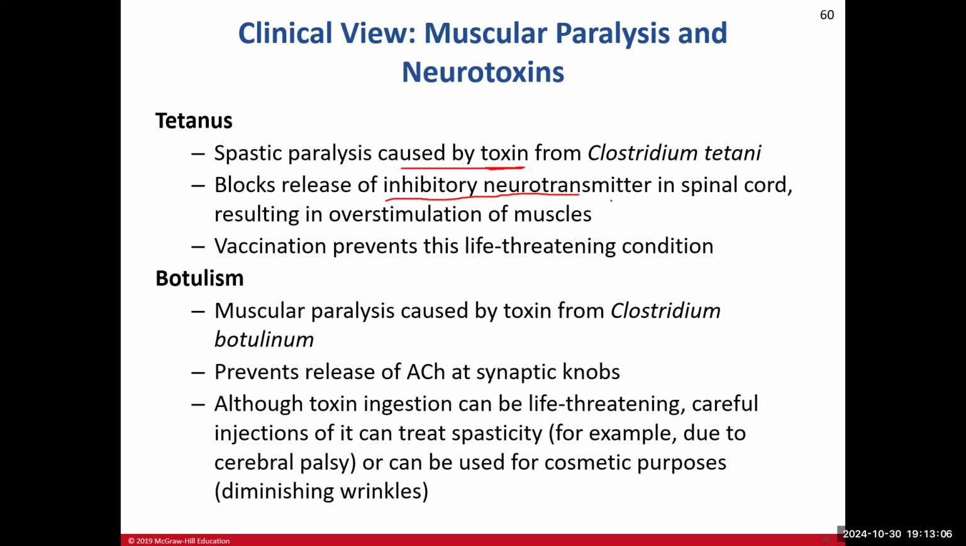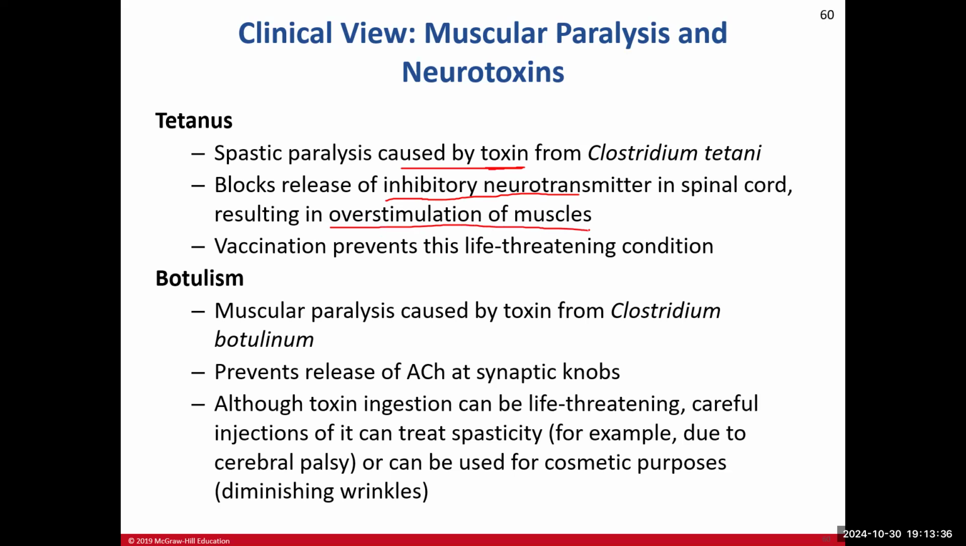If we take that inhibitory neurotransmitter off the board, what's left? Only excitatory neurotransmitters. What do excitatory neurotransmitters do? They excite the neurons, which will then stimulate the effectors. In this case, it's going to stimulate skeletal muscle cells to contract. And that's what we see here: an overstimulation of those muscles.